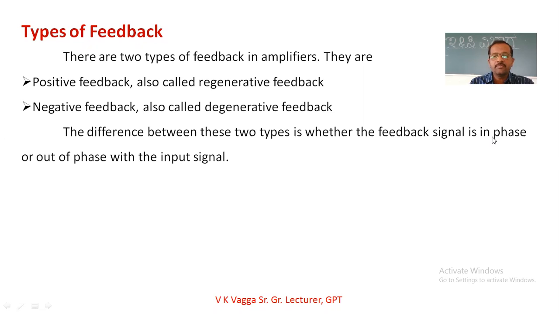If it is in phase with the input, it is positive feedback, which has a phase shift of 0 degrees. If it is out of phase, it is negative feedback, where the phase shift is equal to 180 degrees. So feedback is mainly classified into two types: positive, also called regenerative, and negative, also called degenerative. In positive feedback the output and input have a phase shift of 0 degrees, which is called in phase. In negative feedback it is out of phase, which is a 180 degree phase shift.